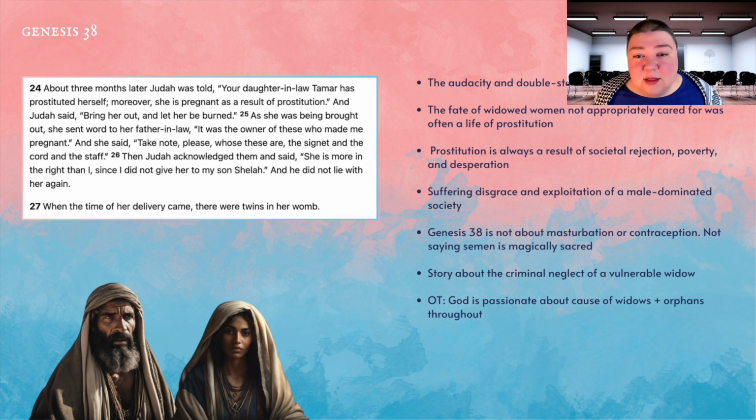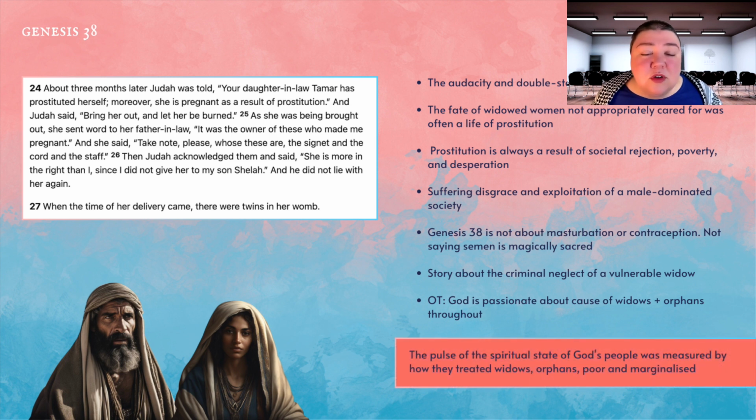If you read the rest of the Old Testament, you will find God speaking extensively about the cause of widows and orphans in society. Widows and orphans. These were the vulnerable people in society, those trapped in poverty, seen as lesser than, without protection, rights, power, or belonging. The pulse of the spiritual state of God's people was measured by how they treated widows and orphans, the poor and the marginalized.